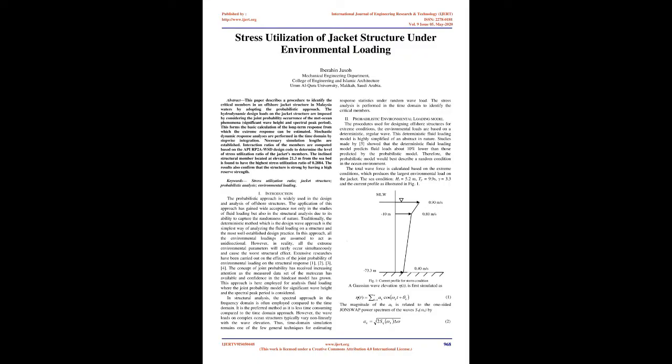Stress utilization of jacket structure under environmental loading. Abstract. This paper describes a procedure to identify the critical members in an offshore jacket structure in Malaysia waters by adopting the probabilistic approach. The hydrodynamic design loads on the jacket structure are imposed by considering the joint probability occurrence of the met-ocean phenomena, significant wave height and spectral peak period.